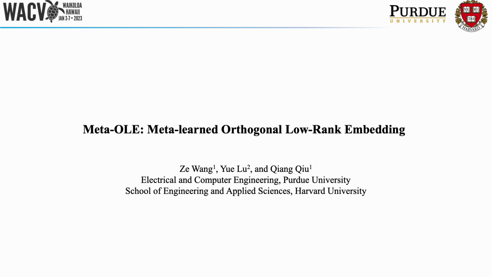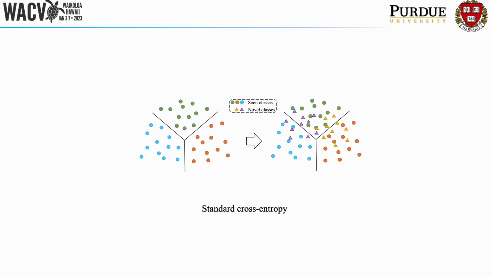Hello everyone, in this presentation I'll talk about our recent work on Meta-OLE, meta-learned orthogonal low-rank embedding. In standard feature learning trained with standard cross-entropy, the feature space, where the linear boundaries are learned, lacks enforcement of intra-class similarity and inter-class separation for the same classes. This leaves little space for novel classes, denoted by purple and yellow dots here, to be well represented in the feature space without interference.